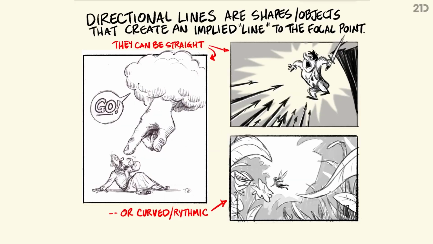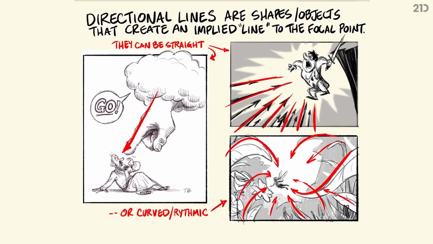So here's 3 examples that have directional lines in them, designed by me to make sure that your eye travels through the frame in an interesting way to the focal point, the thing that I want you to concentrate on. Sometimes directional lines can be very straight, like these spears pointing, or very rhythmic and curved. We got these plant areas and stuff that are bringing us up and into the fairy.